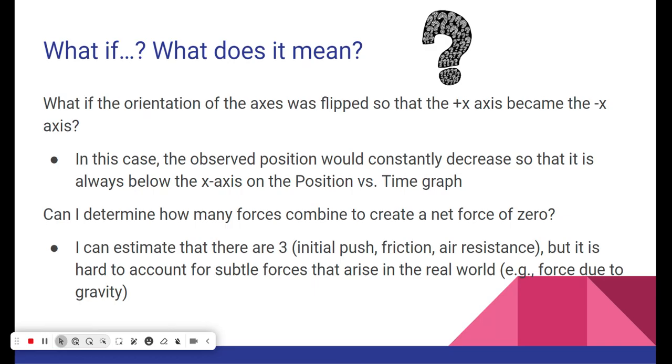And can I determine the actual number of forces that combine to create a net force of zero? You can estimate there are about 3 forces in total, which include the initial push, the friction, and also air resistance. But it's hard to actually know the exact number of forces because there are very subtle forces, like force due to gravity and other forces in the real world, like air resistance, that you can't really account for directly. So it's hard to really pinpoint that number.